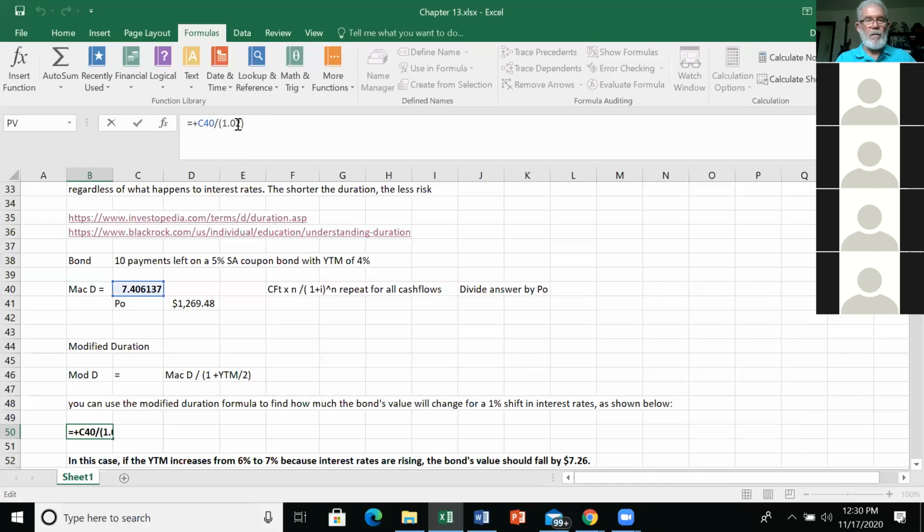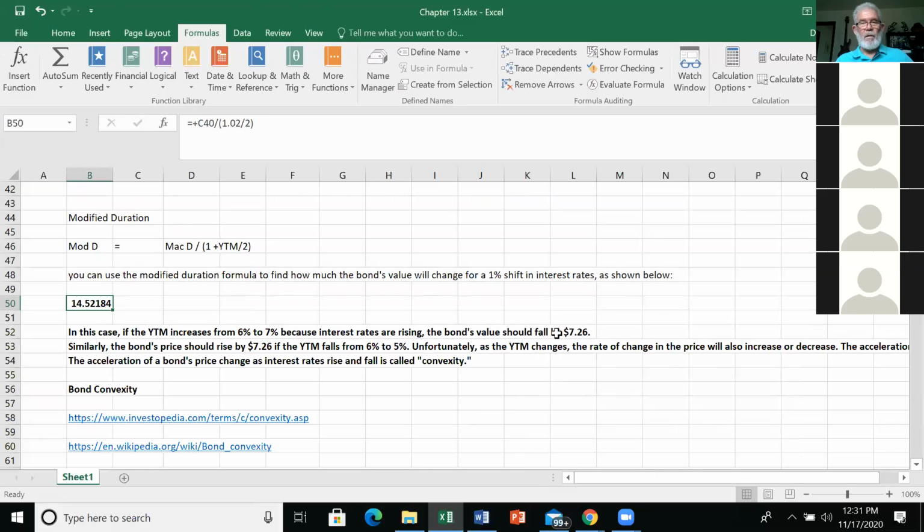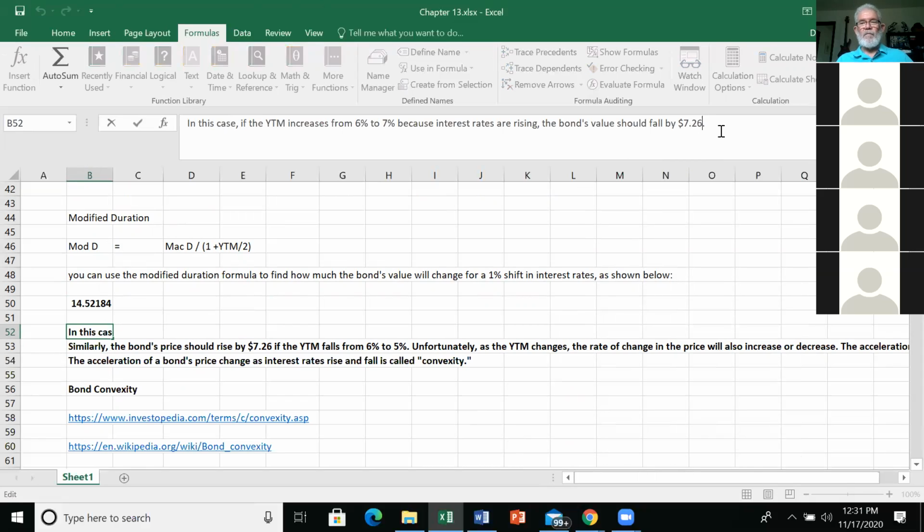There you go. So this tells us how much the bond will change for a 1% shift in interest rates, if this is correct. If interest rates go up 1%, the bond price will fall 14%. That's what that means. So disregard, I have changed this to 14.52. You have to make these changes if you're downloading it.